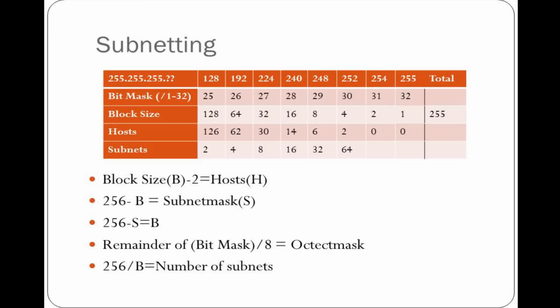Below the block size row is the hosts row. The host row shows the corresponding amount of host IP addresses available per subnet. Take note of how the amount of hosts is always 2 less than the block size. This is because each subnet needs a network and broadcast address. Below the amount of host row is the amount of subnets available when that subnet mask value is applied. Take notice of how you can multiply the block size by the amount of subnets available, and it will equal 256.